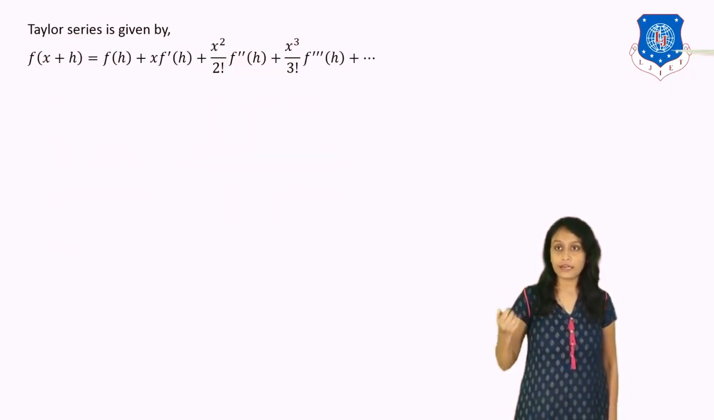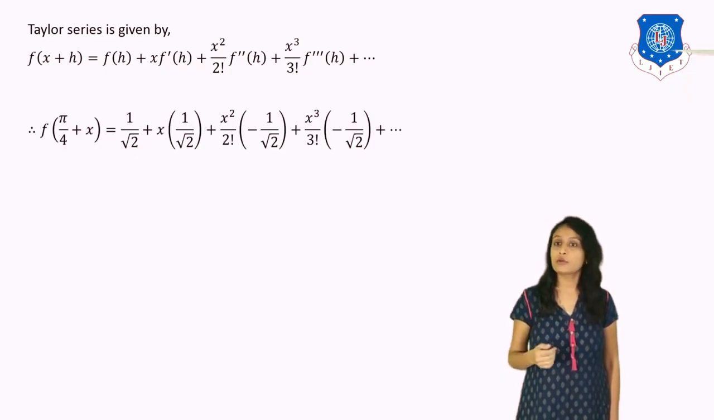Now what we have to do, we have to write the formula, that is Taylor series in powers of x. So it is given by the formula f of x plus h is equal to f of h plus x into f dash h plus x square upon 2 factorial f double dash h plus so on. Okay, now we have to just substitute its values.